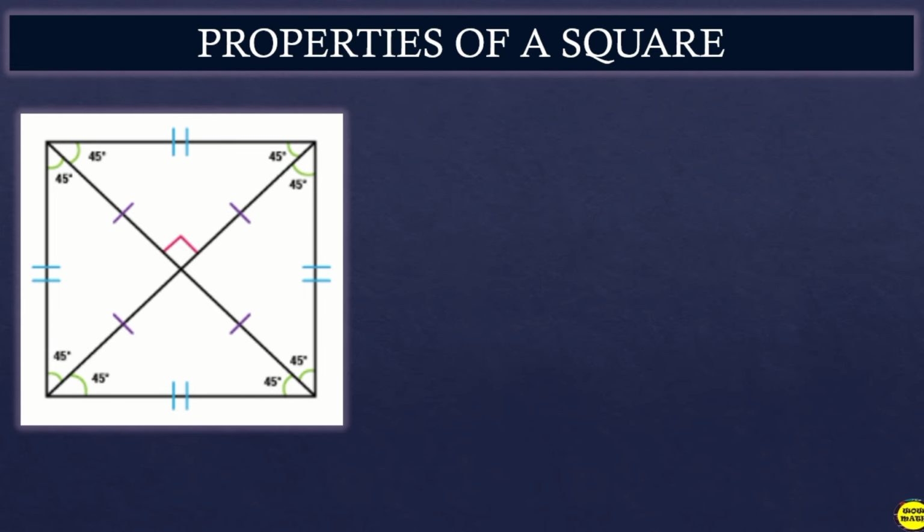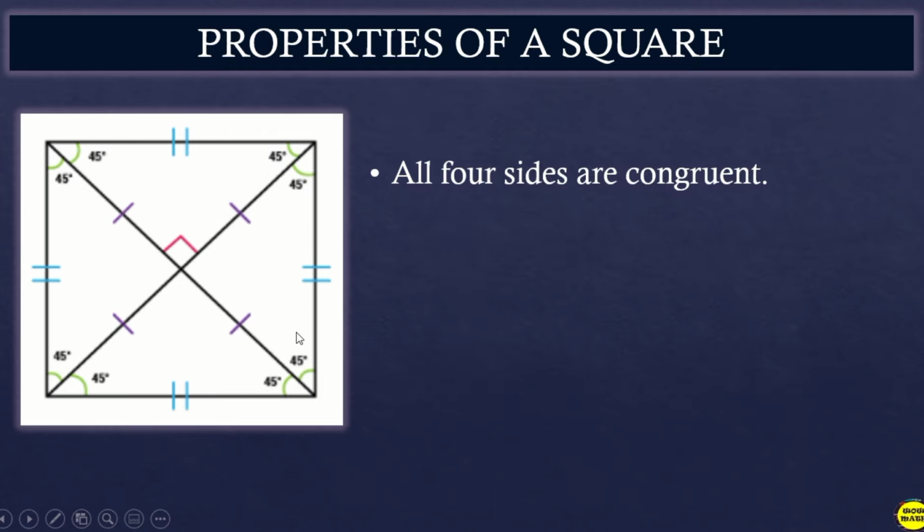Okay, bago natin i-discuss yung theorem, i-discuss muna natin yung ibang properties ng square na pwedeng gamitin kapag nagso-solve tayo ng problems that involve properties and theorems of a square. Makikita natin sa figure, all four sides are congruent. Si square kasi, class, merong property ni rhombus at properties ni rectangle. Kaya very special siya. Makikita natin that all sides of a square are congruent.